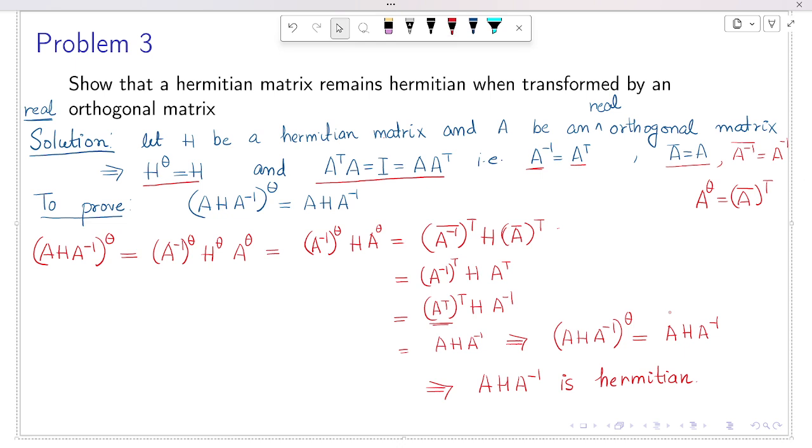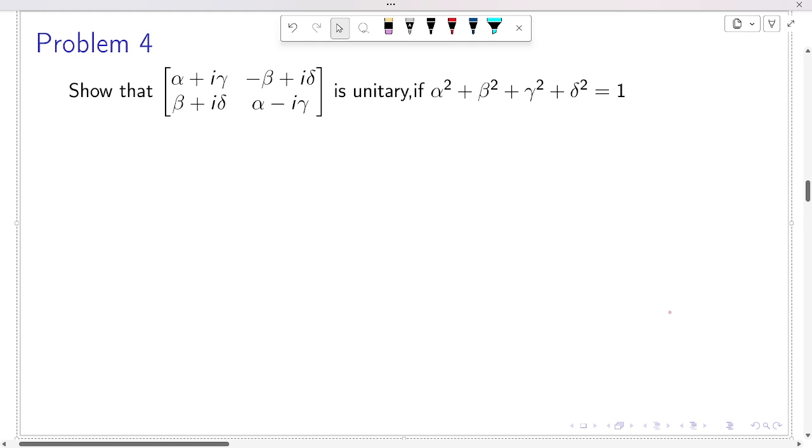Let us check problem number 4. This is an easy one. Show that this matrix is unitary if alpha square plus beta square plus gamma square plus delta square is equal to 1. One thing should be noted: we do not want to prove that alpha square plus beta square plus gamma square plus delta square is equal to 1. We are given that alpha square plus beta square plus gamma square plus delta square is equal to 1, and we need to prove that this matrix is unitary.